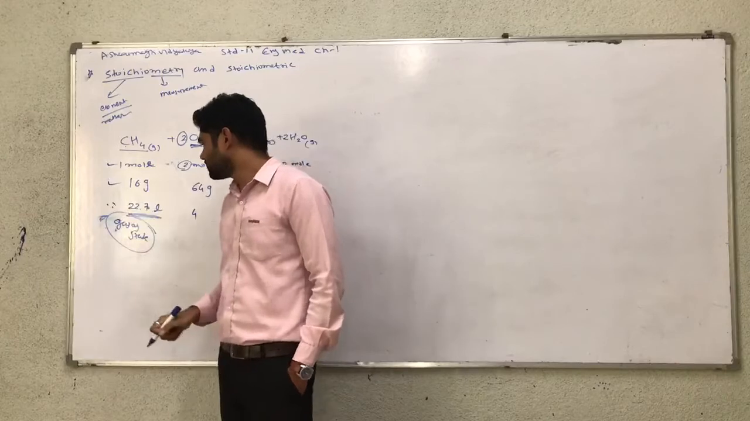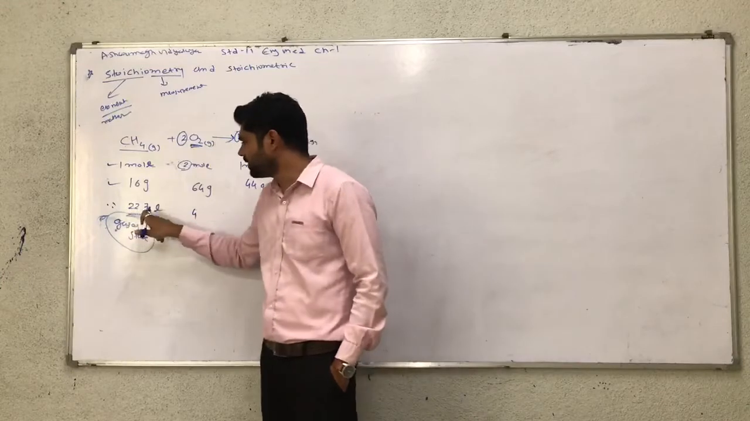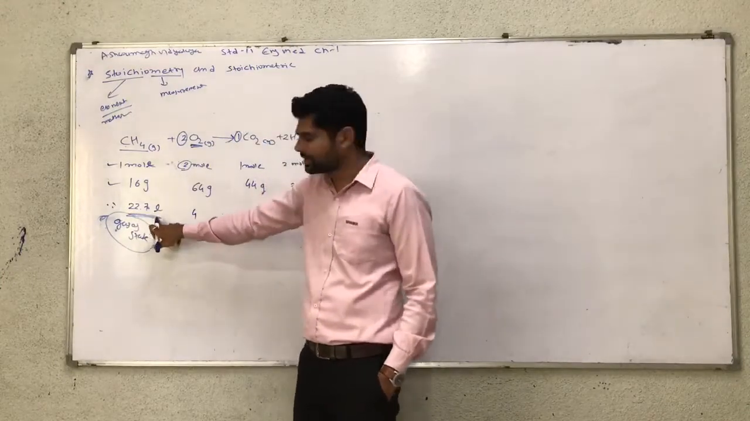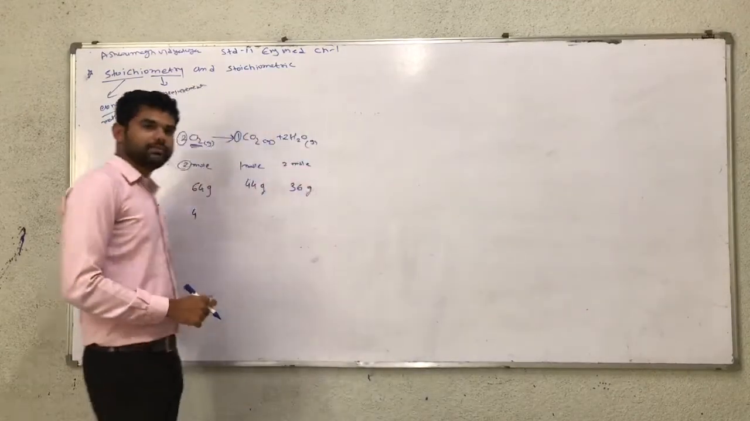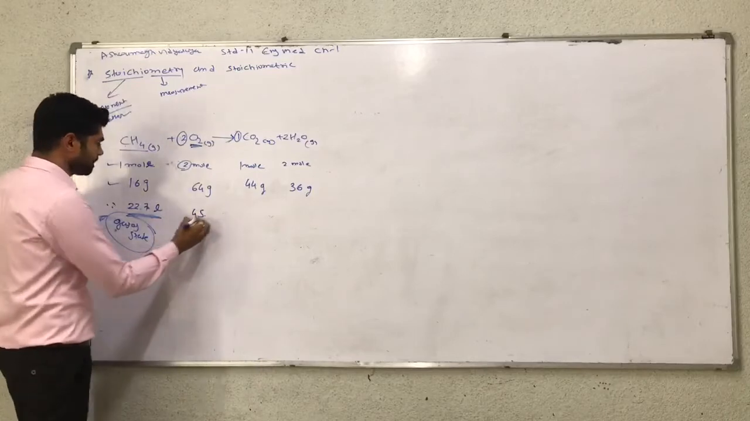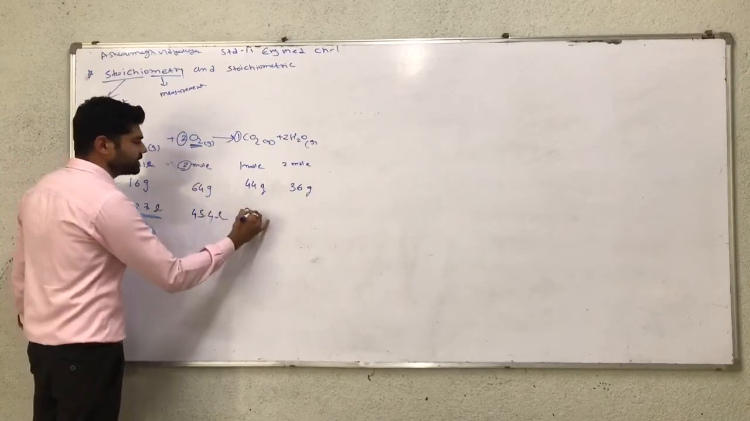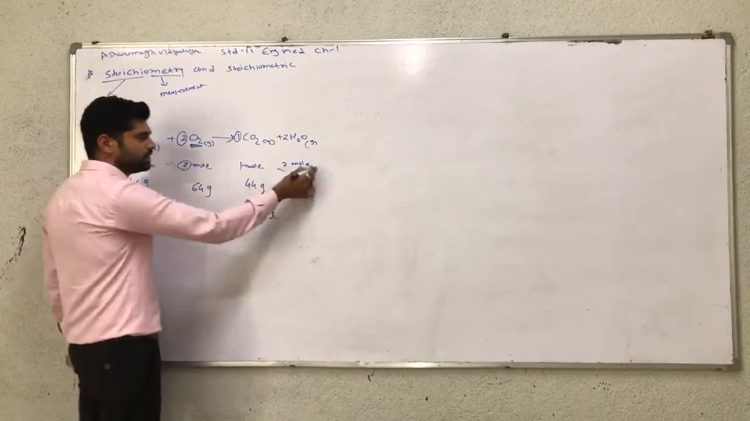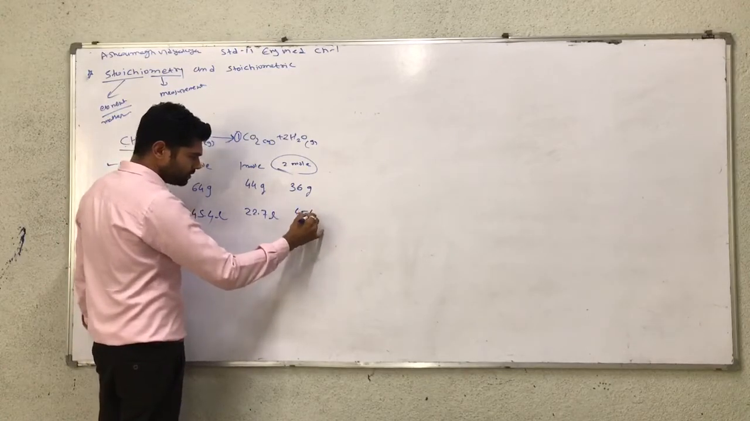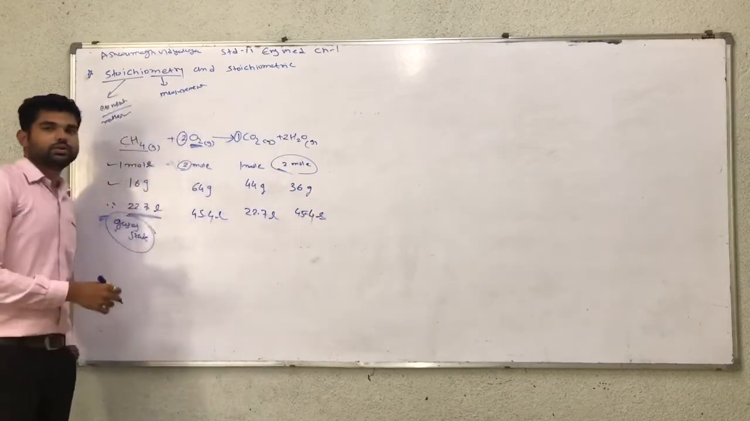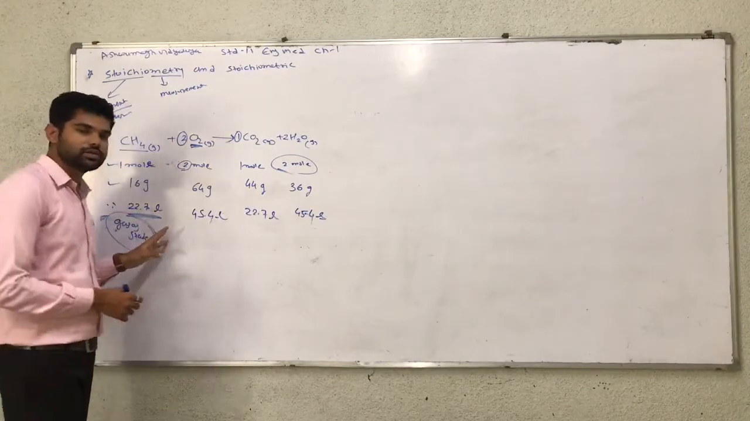So 1 mole means 22.7 liters of any one gas. So here 2 moles, therefore double that of 1 mole. So 22.7 multiplied by 2, answer is 45.4 liters. So in stoichiometry we have a lot of information about 1 mole, grams and liters also in the gaseous state.